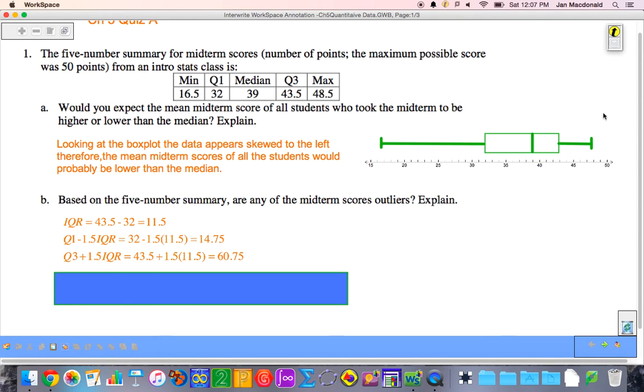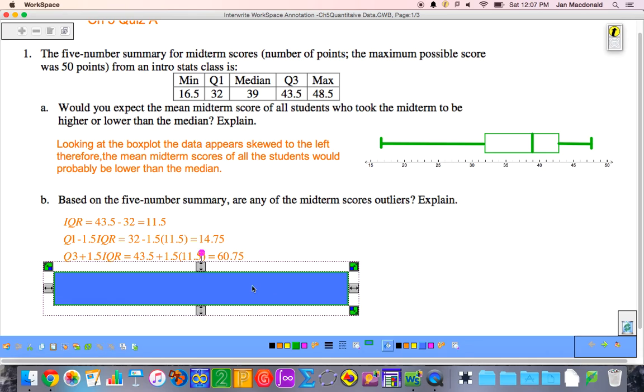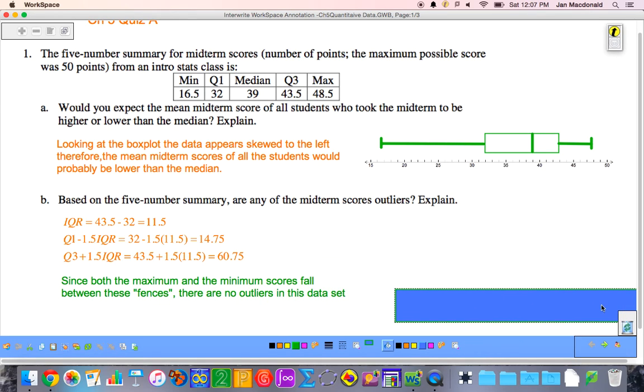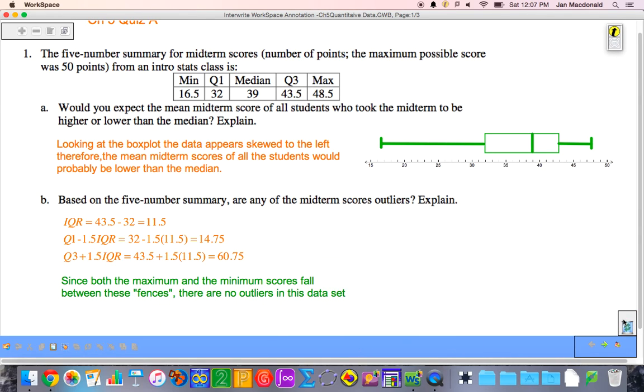And that's why my box and whisker does not involve any outliers. Okay. So since both the maximum and minimum scores fall between these fences, there are no outliers in this data set. That concludes Chapter 5 QuizA, Question 1.